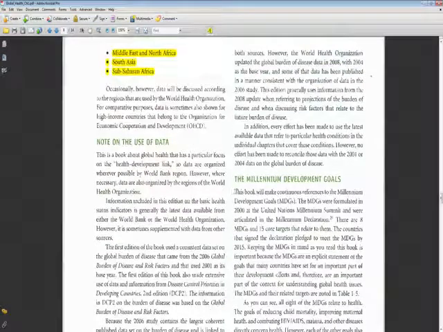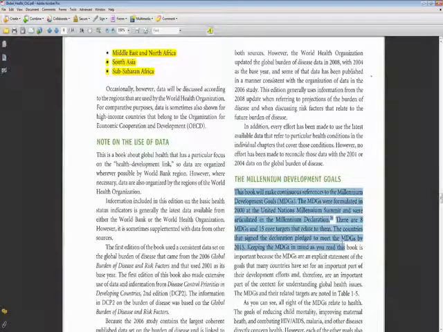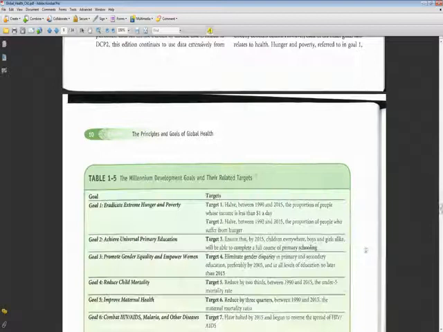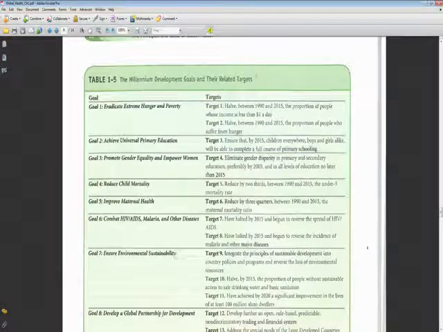Now, this book will make continuous reference to the Millennium Development Goals. So you really need to be aware of these. You can find these on the next page, and spend a lot of time with this. I'm not going to say to memorize this, but you certainly should be familiar with it. Each goal has huge bearings on global health, so you need to be aware of the goals and possibly a general idea of the targets.